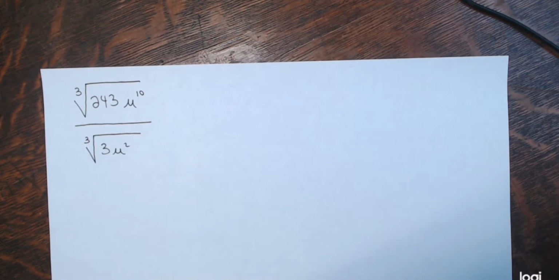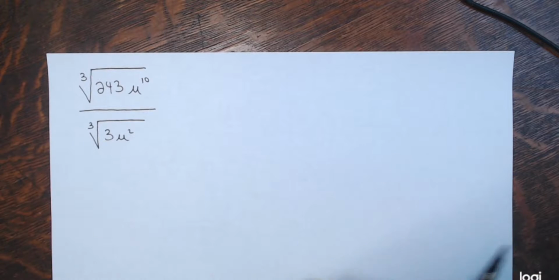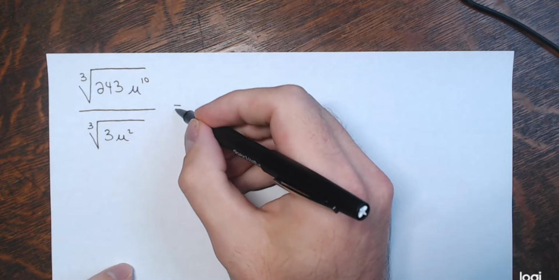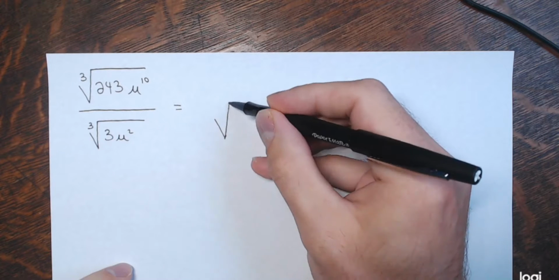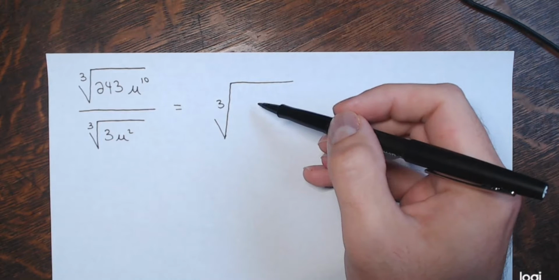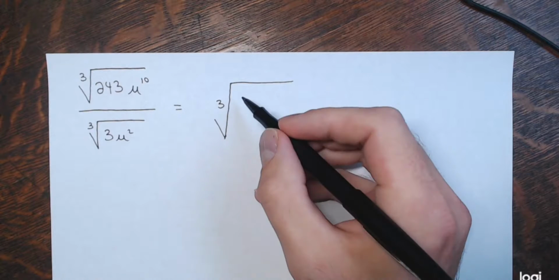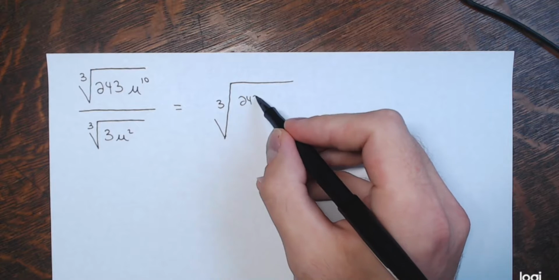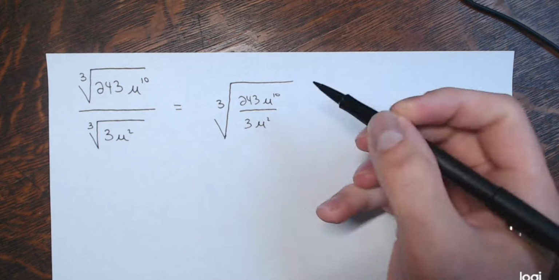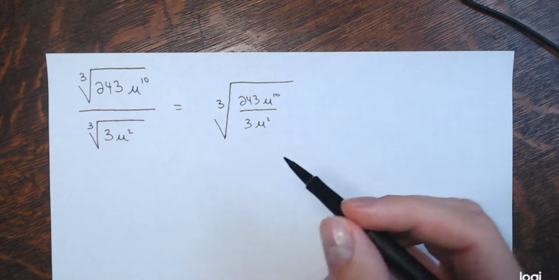Alright, so if you recall the quotient property or quotient law for radicals, here I have a cube root divided by another cube root. So we can put this together, make it the cube root, and then the radicand of this new cube root is just the ratio, the quotient of the previous radicands. So it's the cube root of 243u to the 10th over 3u squared. And then I'll divide and simplify the fraction, and then we'll simplify the radical.